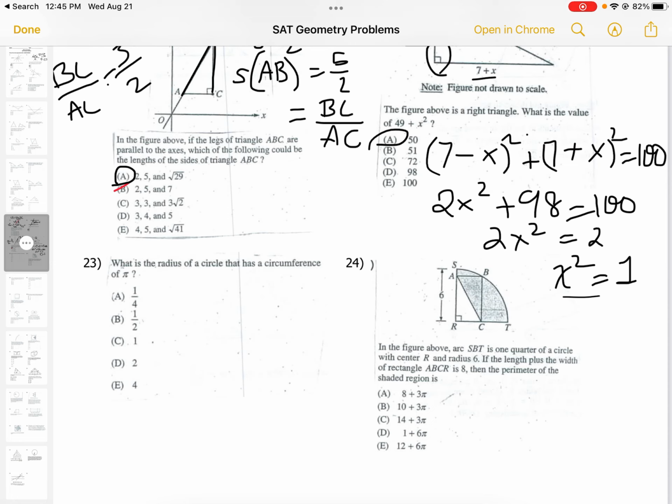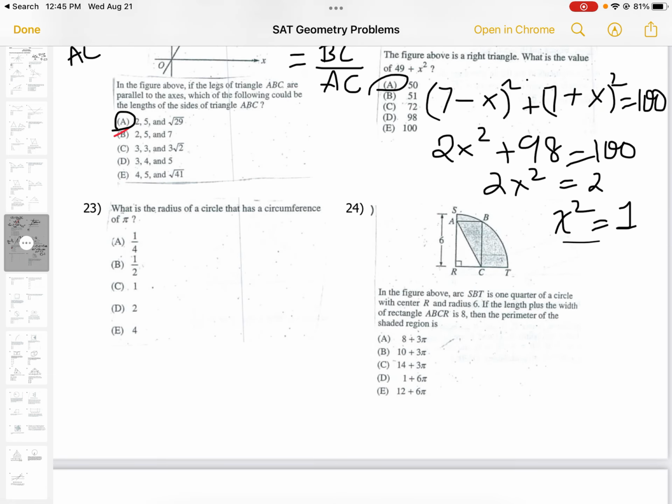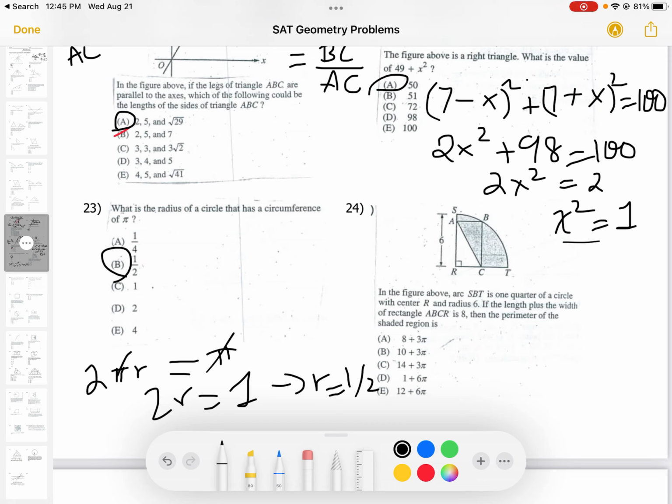Alright, what's the radius of a circle that has a circumference of pi? Okay, so it'd be really nice if we had a formula that could describe the circumference of a circle in terms of its radius. That way we can solve for r really quickly. And there is a formula. It's just 2 pi r is the circumference of the circle in terms of the radius. And then that's just equal to pi. You can divide pi from both sides. We get 2r equals 1. That means r equals 1/2. And we're done.